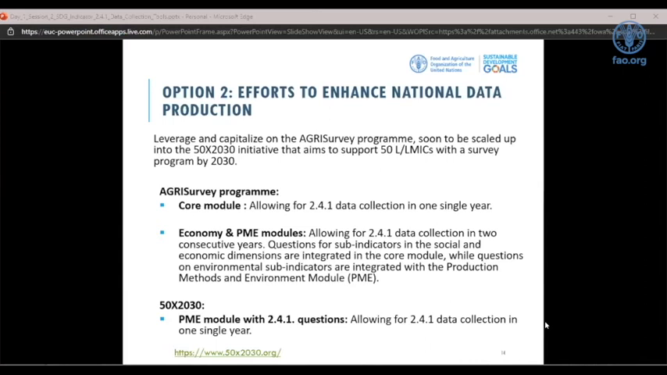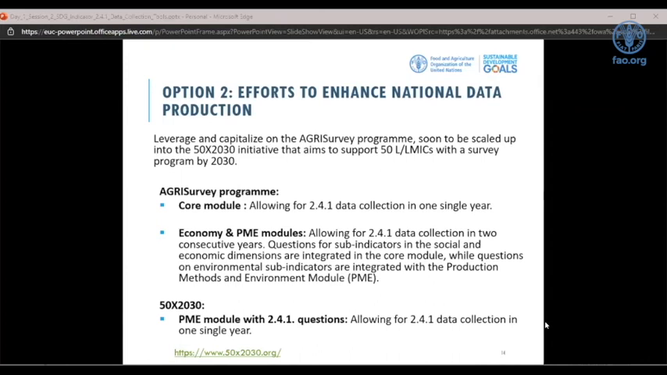Okay. So I was talking about the second option within the agriculture survey options that we have developed to collect information on SDG 2.4.1. Here the idea is to leverage and capitalize on the AgriS survey program, which is soon to be scaled up to the 50 by 2030 initiative. The 50 by 2030 initiative is a program supported by FAO, World Bank and IFAD to support 50 countries with an agriculture survey program by 2030. Primarily the beneficiary countries for the 50 by 2030 initiative are low and lower middle income countries as grouped by the World Bank.